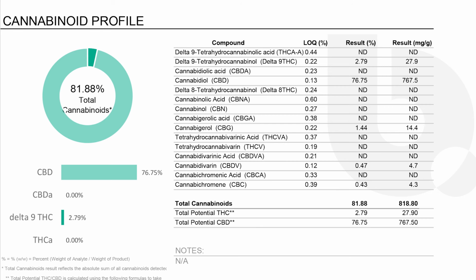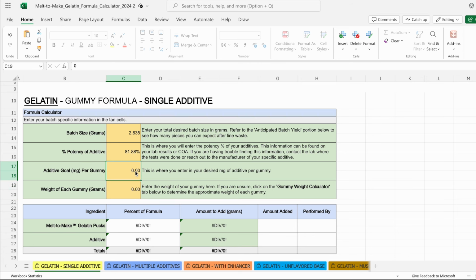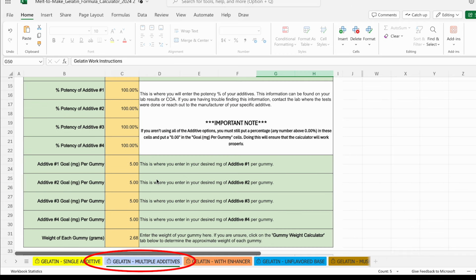Next, you will enter the percent potency of your additive. You will find this potency value on your lab results or your product certificate of analysis. Then you will want to enter your goal milligrams of additive per gummy. If you are producing a batch with multiple additives, repeat these steps for each additive that you are using.